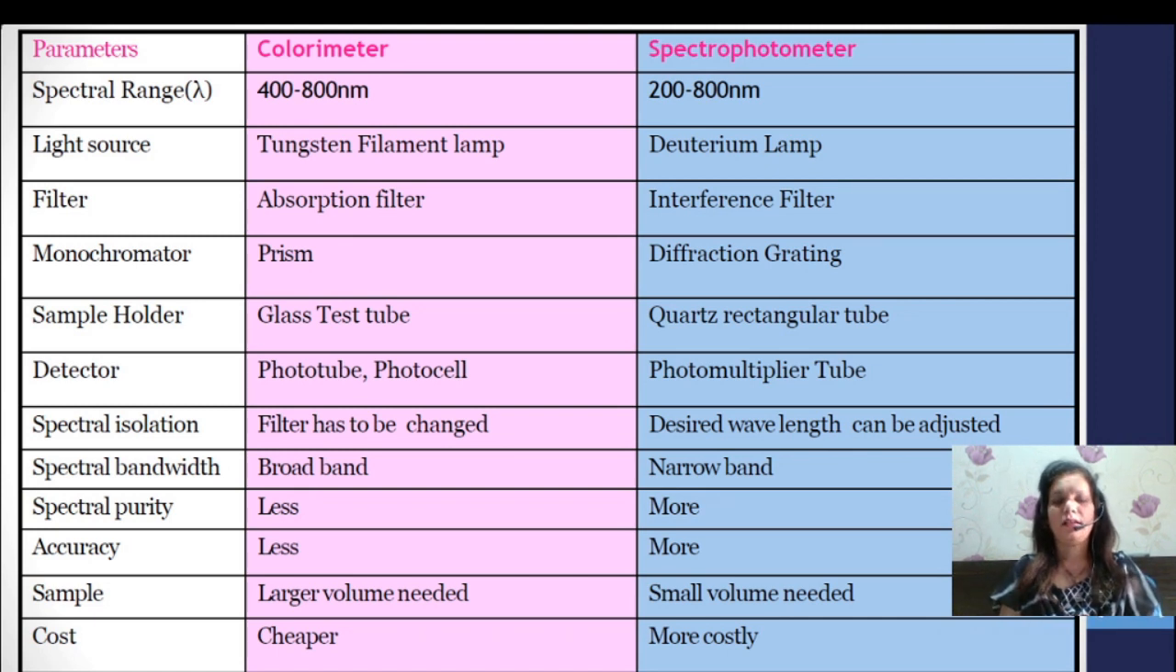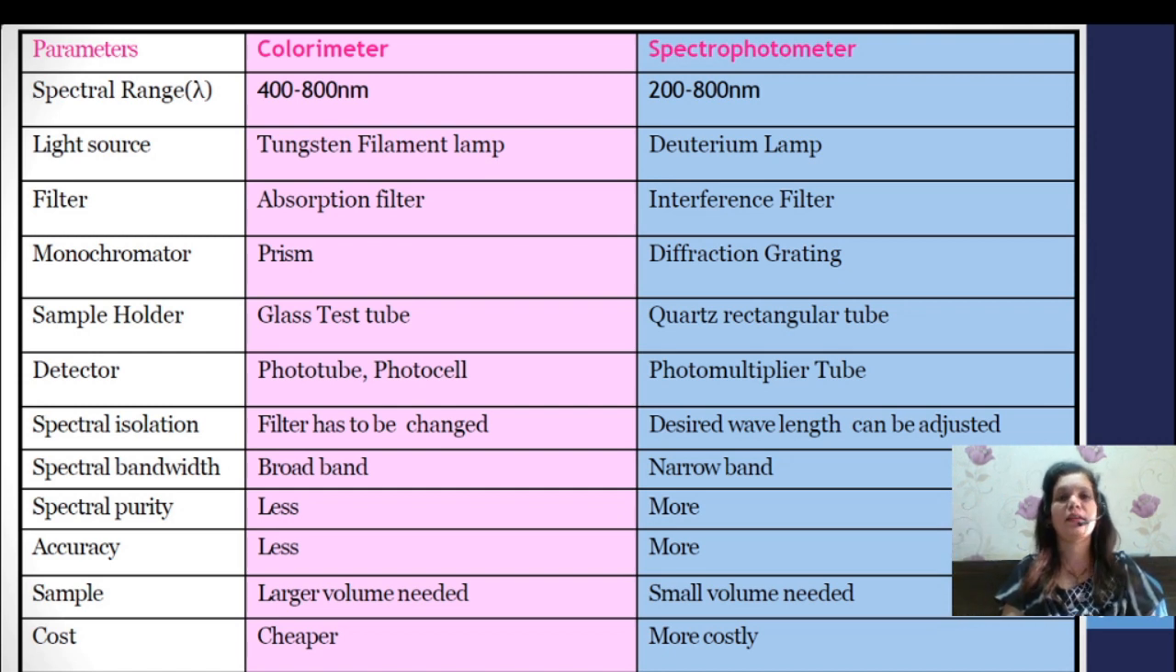We'll try to compile all the knowledge whatever we have understood through these instrumentation parts, and we'll compare these instruments with respect to different parameters. The first parameter I am giving you is the wavelength. Which is the wavelength utilized in a colorimeter? Very good, 400 to 800 nanometer, or visible region. In a spectrophotometer, UV-visible region, 200 to 800.